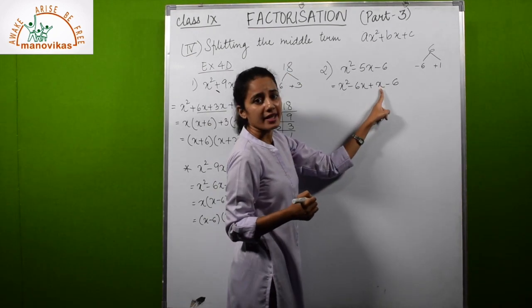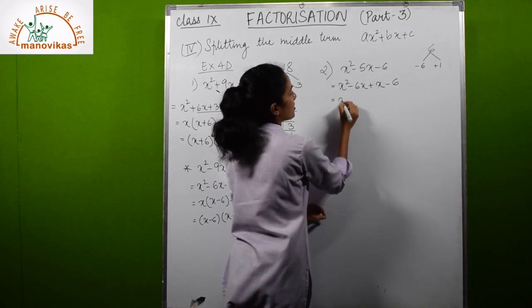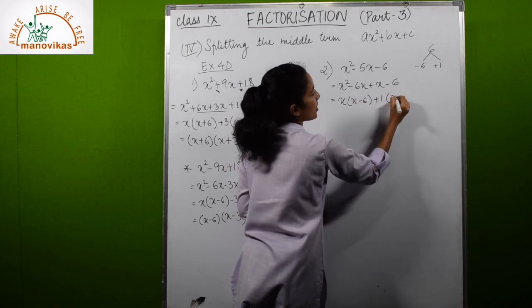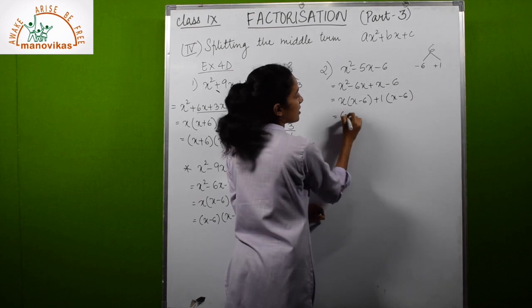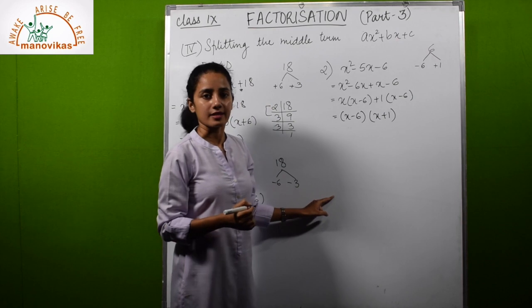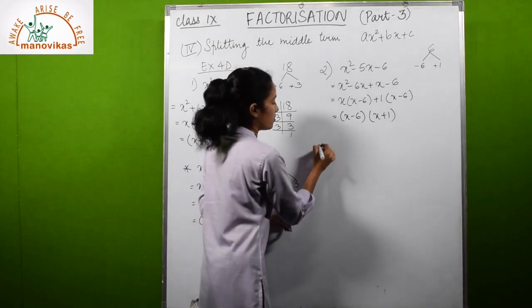1 into x is x. So taking out a common factor, I have x minus 6, and here there is 1 common, so x minus 6. So taking x minus 6 as a common factor, I have x plus 1. That is it. Let us take another problem.